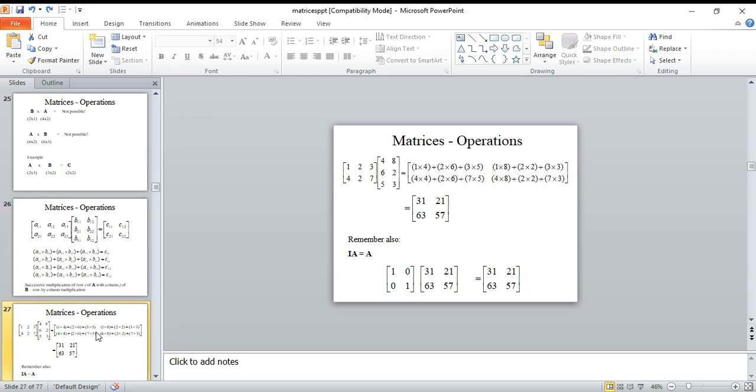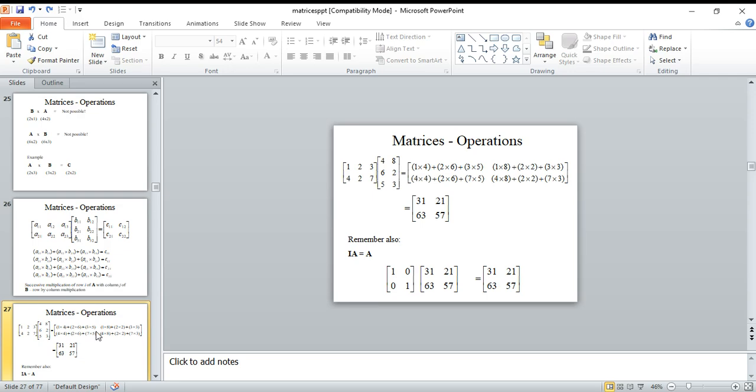See the example of matrix operations. Here, two matrices are being multiplied. The first matrix is 1, 2, 3 and 4, 2, 7, which has two rows, and the second matrix has three rows. The first matrix has three columns and the second matrix has three rows, so it is applicable to multiply.